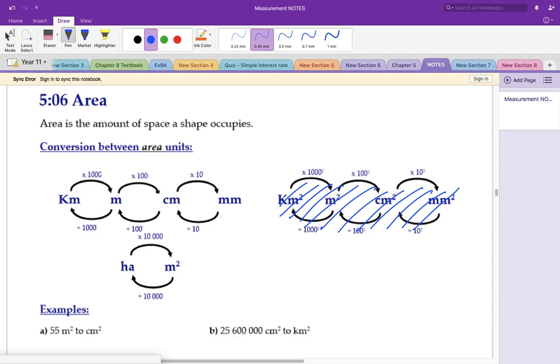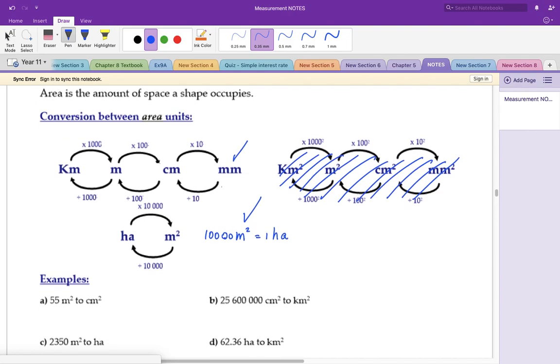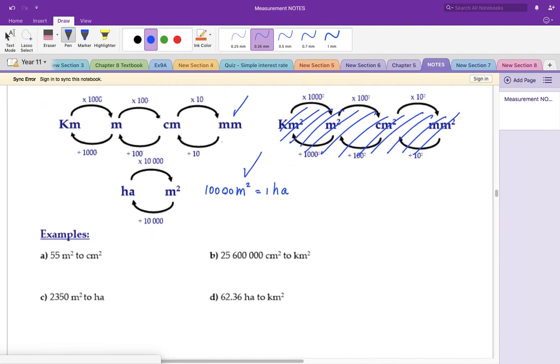You also need to know 10,000 meters squared is 1 hectare. So these are the two things you need to memorize. Let's see how we can use it without memorizing the one I crossed out.